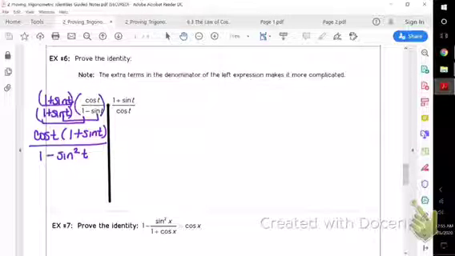Well, I have a 1 and a trig function squared, which makes me think Pythagorean identities. So look at your identities, your Pythagorean ones. What is 1 minus sine squared? 1 minus sine squared is equal to cosine squared. So I'm going to rewrite my denominator here.